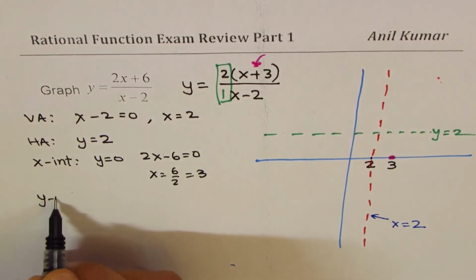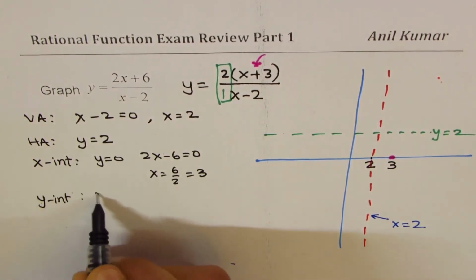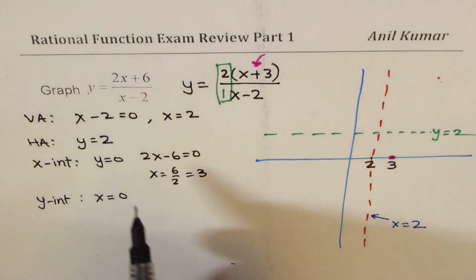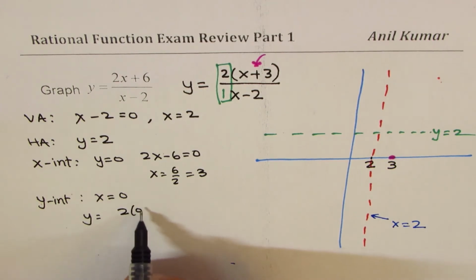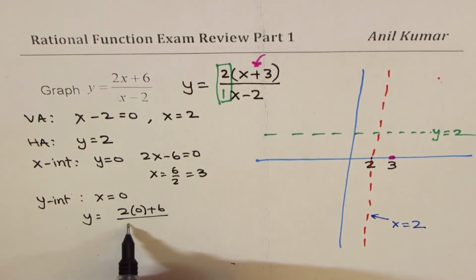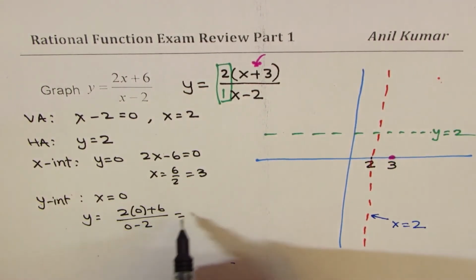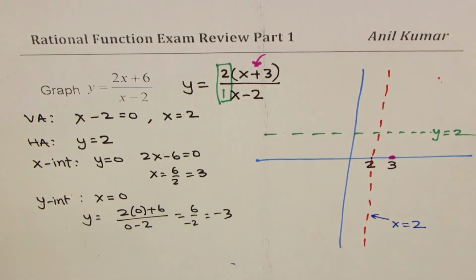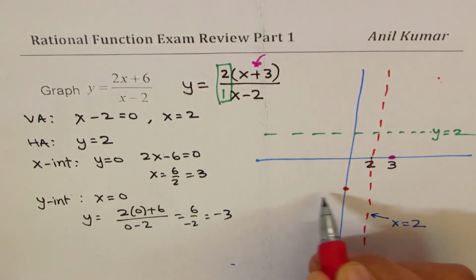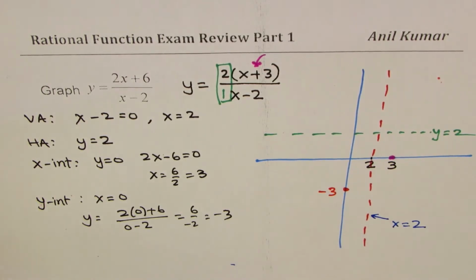Now let's find the y-intercept. The y-intercept is when x equals 0. Substitute x equals 0. You get y equals 2 times 0 plus 6 over 0 minus 2, or we get 6 over minus 2, which is indeed minus 3. So we get the y-intercept as negative 3. So negative 3 will be somewhere here. Let's call this negative 3.